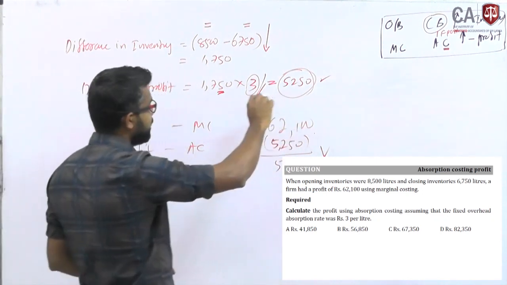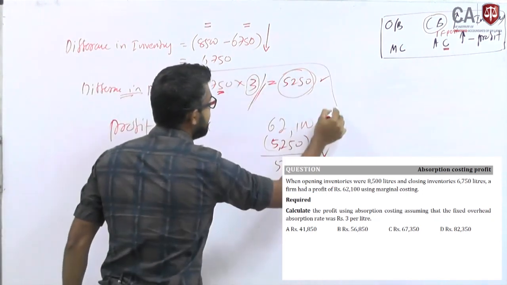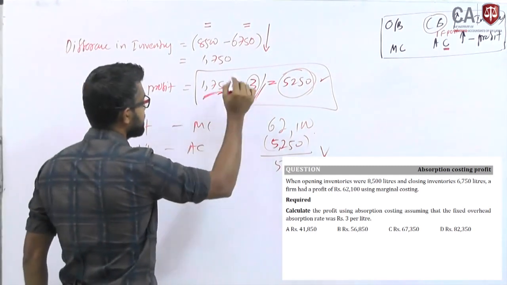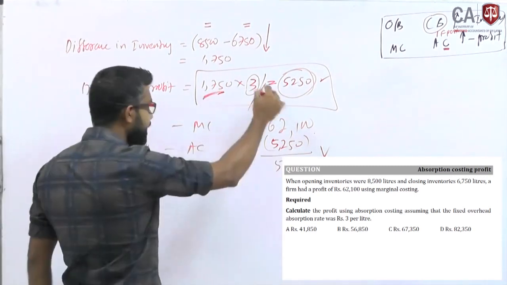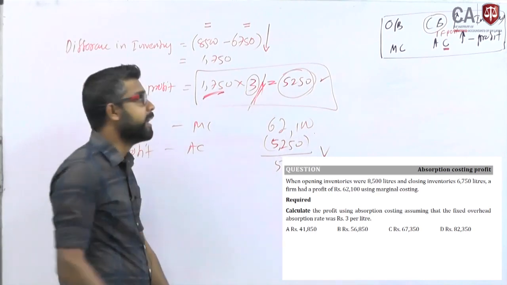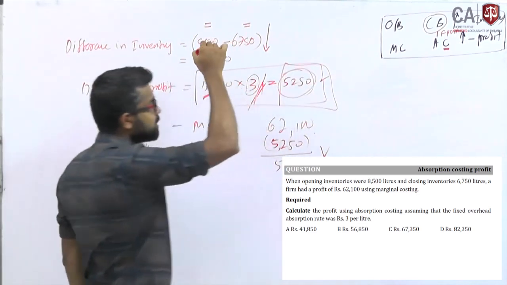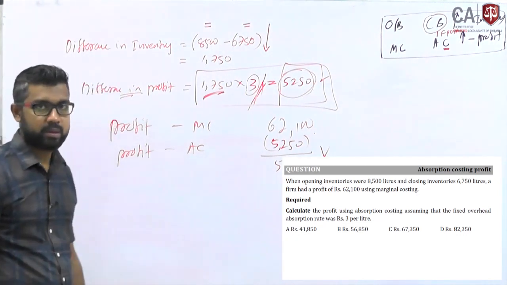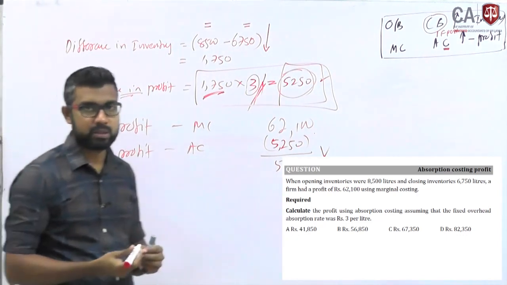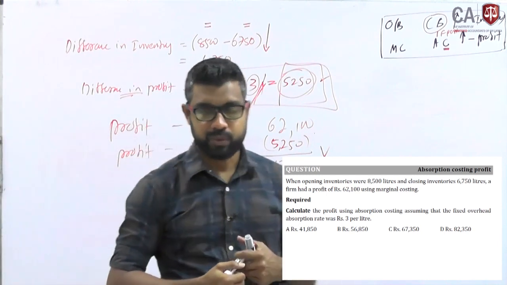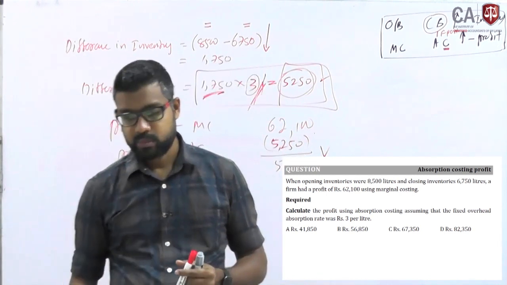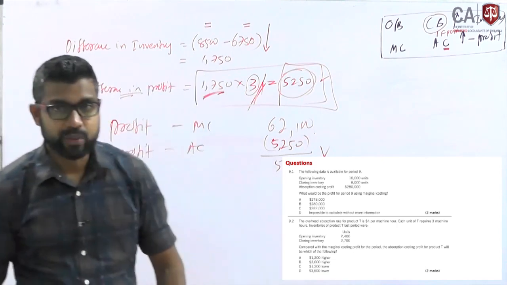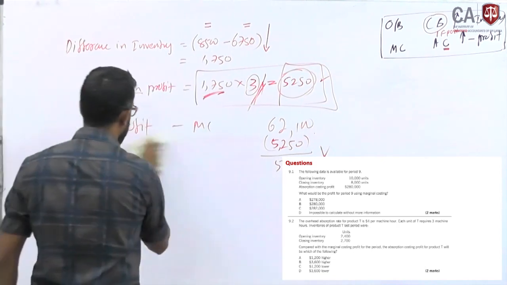This difference is coming from the activity level change. Activity level change how much? 1750, per unit fixed production cost 3. This is the profit difference between absorption costing and marginal costing. Treatment for fixed production cost. Understand? Fine. That's all. Now we are going to discuss a set of MCQ questions. This is the interesting part.